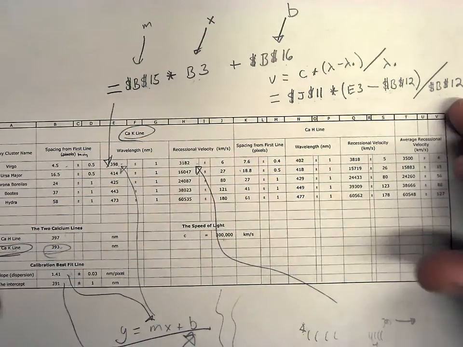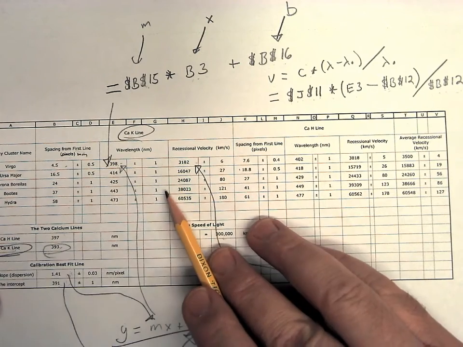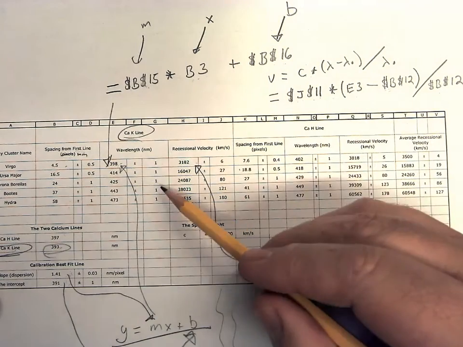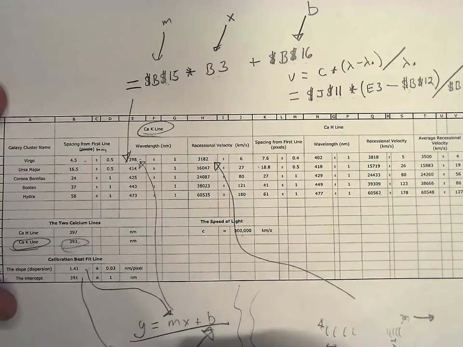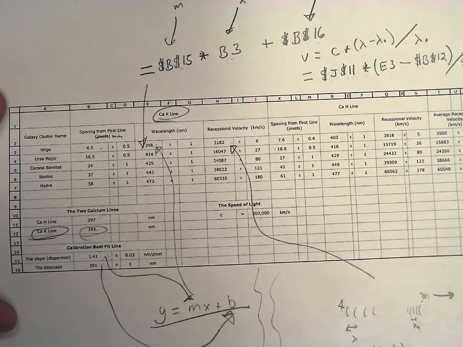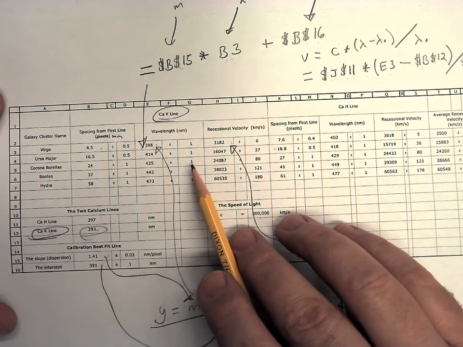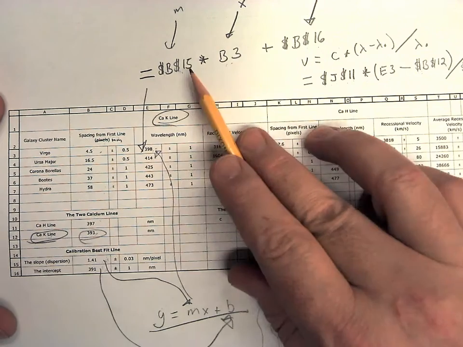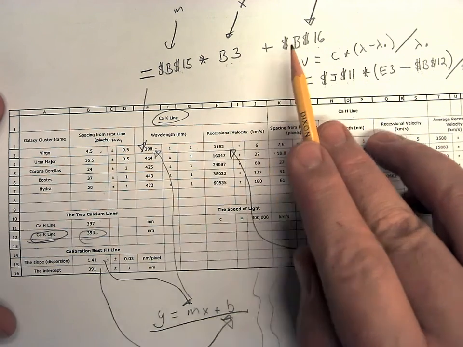Now I want to say something about the error bars here. The way that we do error bars in proportion works perfectly well when you multiply and you divide. The problem is, in this case, we had an addition too. We had a multiplication and an addition.